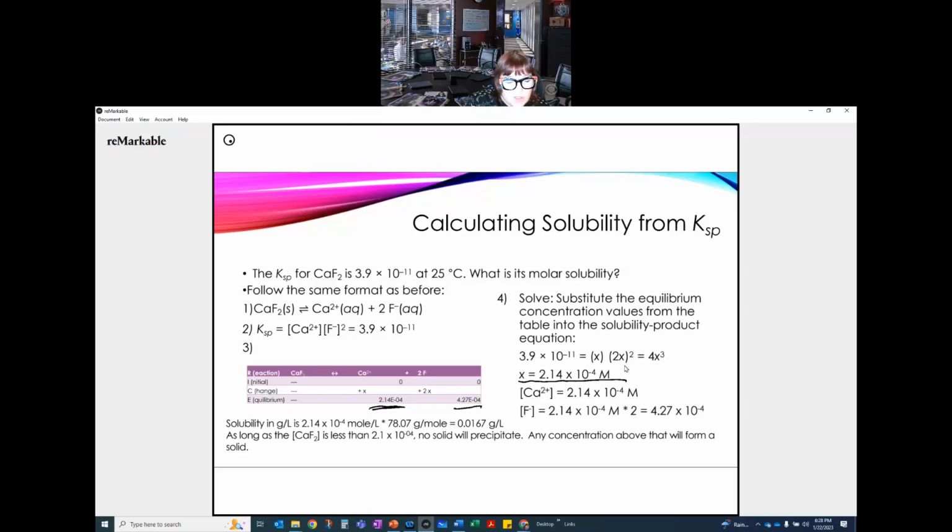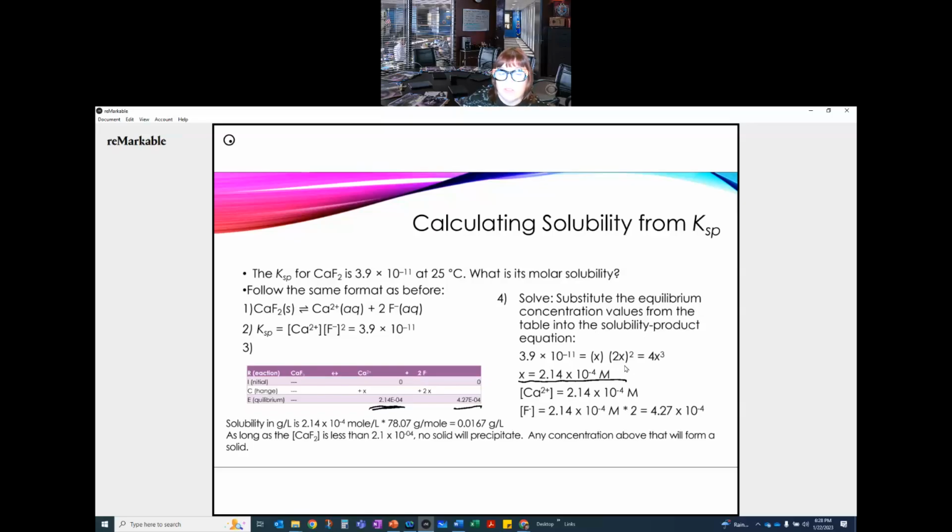which gives me 0.0167 grams per liter. So as long as the concentration of CaF2 is less than 2.1 times 10 to the minus 4th, no solid will precipitate. Any concentration above that will give me solid. Okay, so that's what that means.